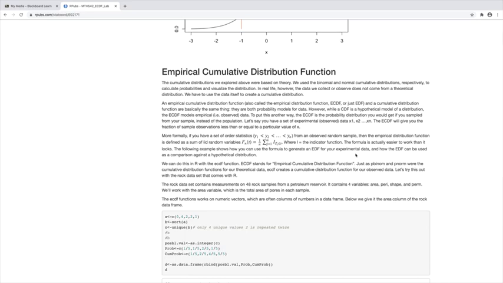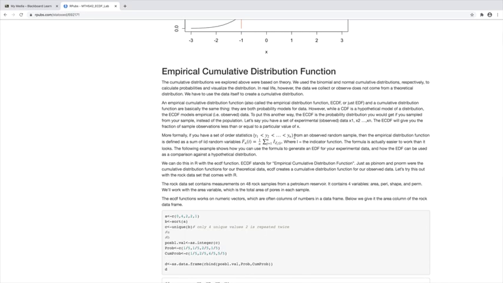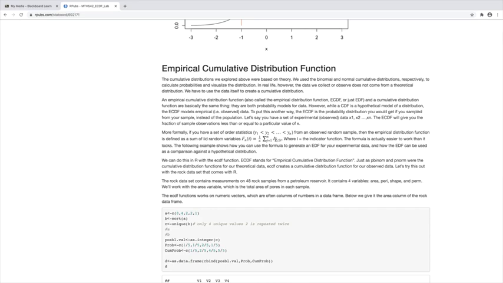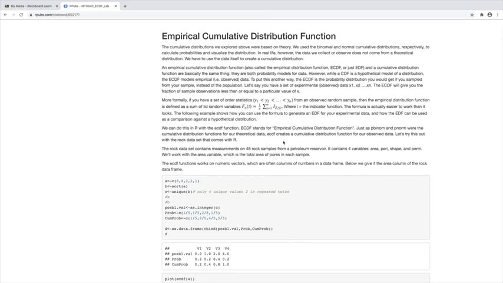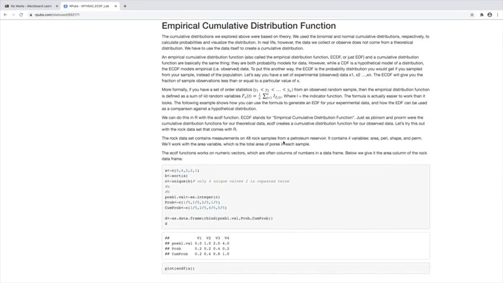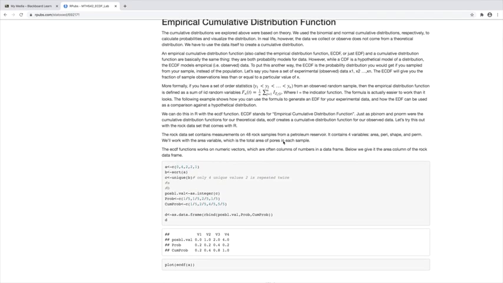Or more formally, if you observe x1, x2, ..., xn and you order them as y1, y2, ..., yn, an order statistic from an observed random sample, then the empirical distribution function is defined as the sum of IID random variables, F_n(t) equal to 1 over n times the sum of indicator functions of x_i less than or equal to t. The formula is actually easier to work with than it looks, so let's just look at what we are doing, and we can do this in R with the ecdf function, or we can do it from scratch.